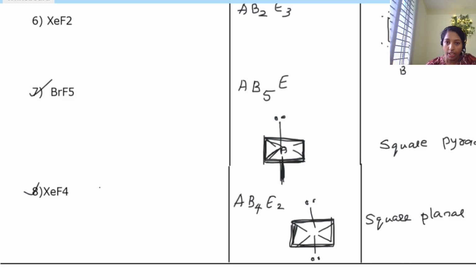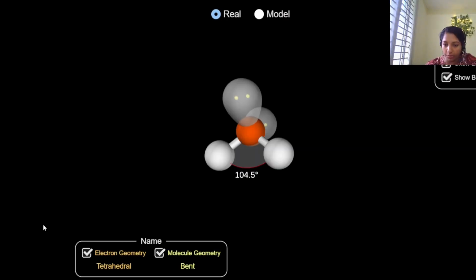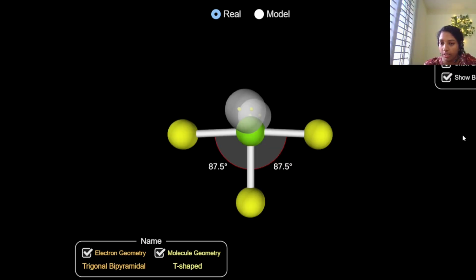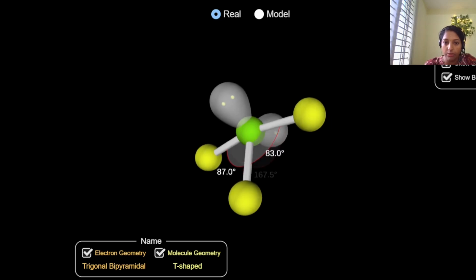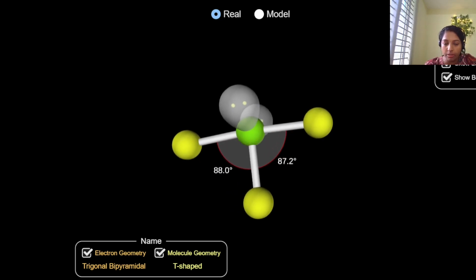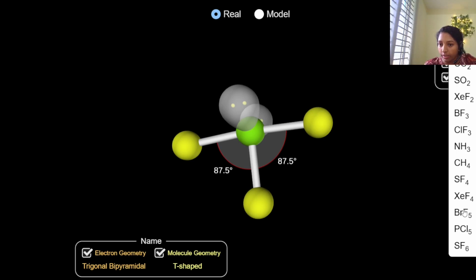Okay, anyway, let's see the three-dimensional diagram also. So ClF3, see, it's T shape. This is what we called a T shape. So see, does it look like a T shape?